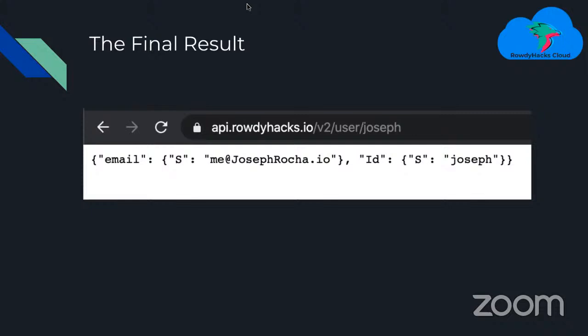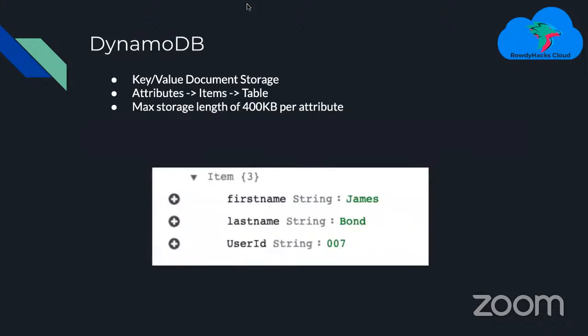So it's api.rowdyhacks.io/v2/user/Joseph. I've turned off the authentication for demonstration purposes, but essentially it's grabbing that entry in the DynamoDB table. And I'll explain a little bit more about DynamoDB in a little bit.